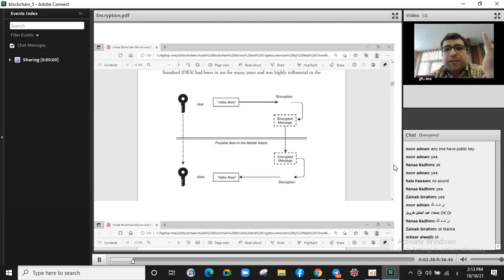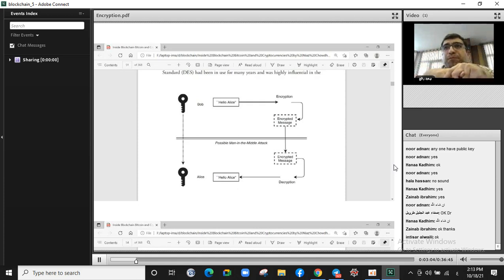Public is public, is publicly available. Everybody knows others' public key. For example, Alice knows what is Bob's public key. Eve knows what is Bob's public key. I know what is Bob's public key. Everybody in the network knows the public key of others.